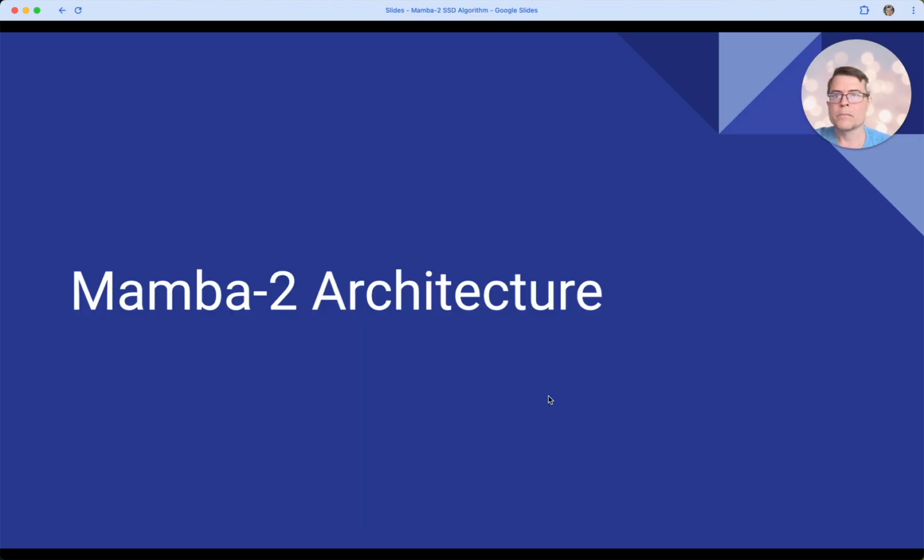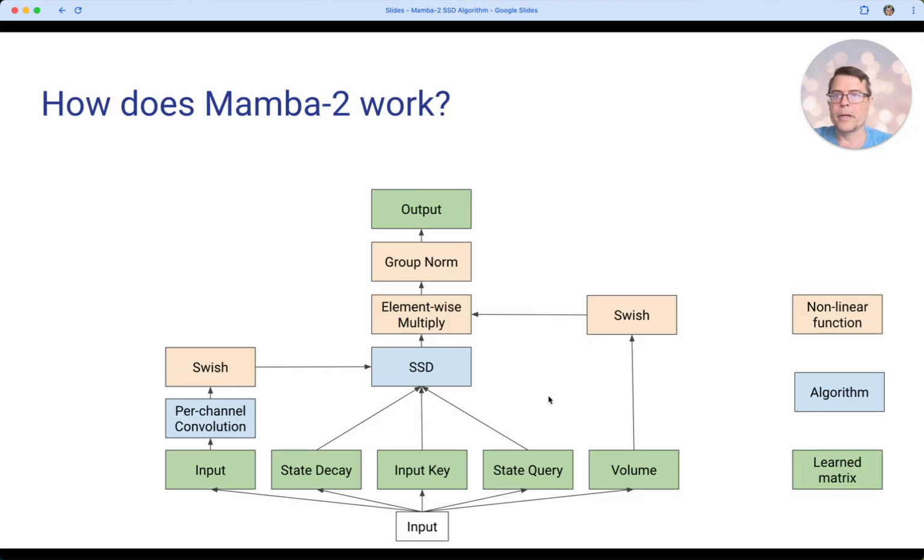All right, here's a bit about the Mamba-2 architecture. You can see a little key over here. We've got a couple of non-linearities, particularly the swish activation function. We have a couple of algorithms, the state space duality algorithm and convolution. And then you've got a series of matrices which are learned.